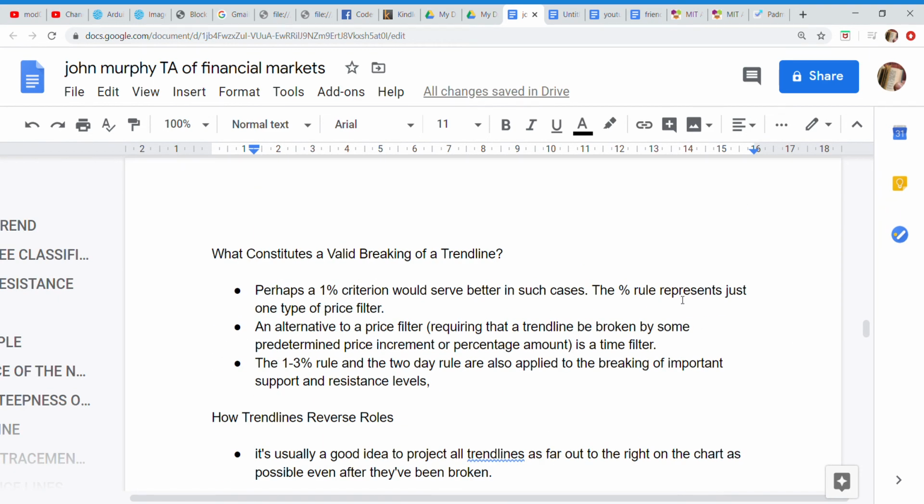What constitutes a valid breaking of a trend line? Perhaps a 1% criterion would serve better in such cases. The percent rule represents just one type of price filter. The alternative to a price filter, requiring that the trend line be broken by some predetermined price increment or percentage amount, is a time filter. The 1 to 3% rule and the 2-day rule are also applied to the breaking of important support and resistance levels.